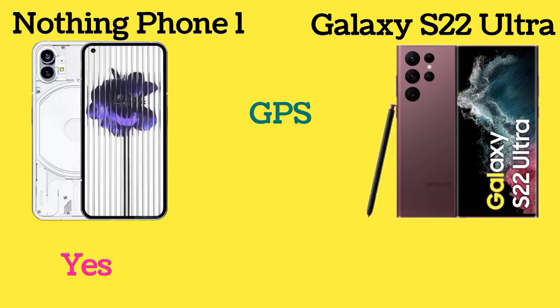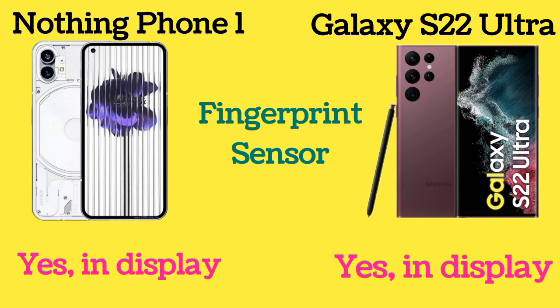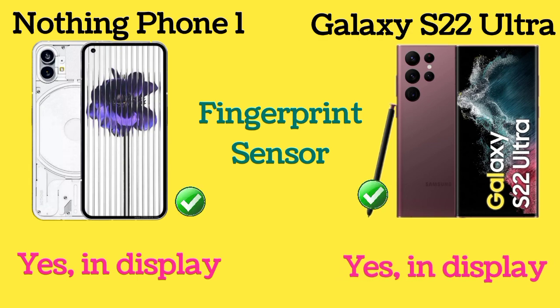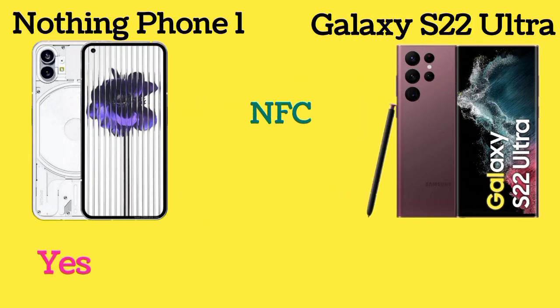Nothing Phone 1 and Galaxy S22 Ultra, both phones have GPS. Nothing Phone 1 and Galaxy S22 Ultra, both phones have in-display fingerprint sensor. Nothing Phone 1 and Galaxy S22 Ultra, both phones have face unlock. Nothing Phone 1 and Galaxy S22 Ultra, both phones have NFC.